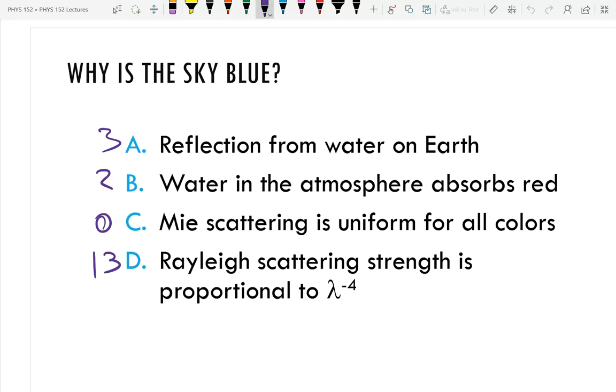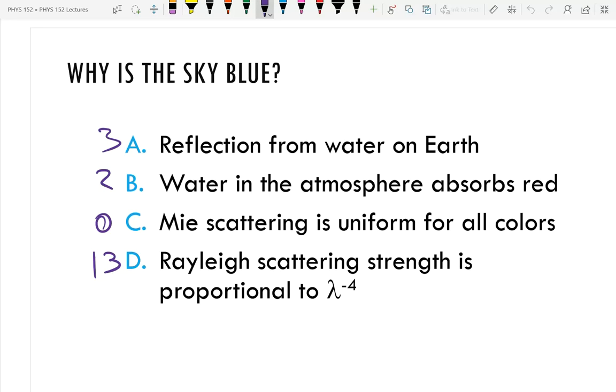And Mie scattering is the same strength for all different colors. So if you have white light from the sun that comes and hits water droplets, you're going to have all of the colors scattered equally, and you're going to see white. So clouds look white because of Mie scattering. The sky looks blue because of Rayleigh scattering.